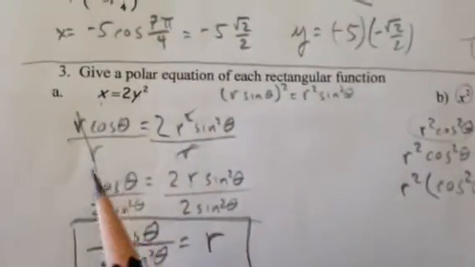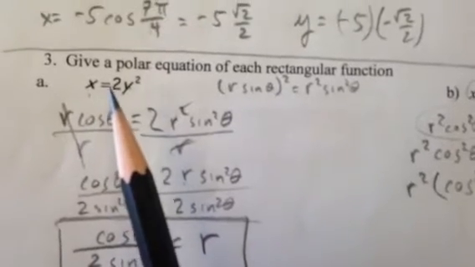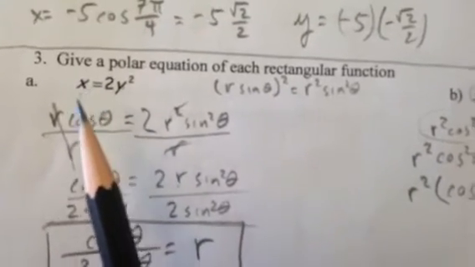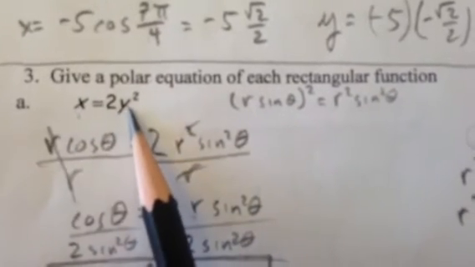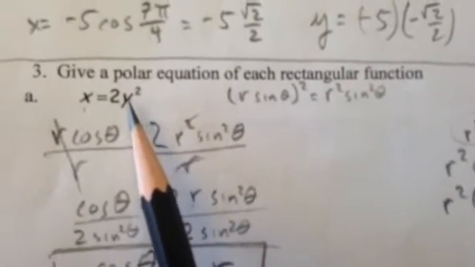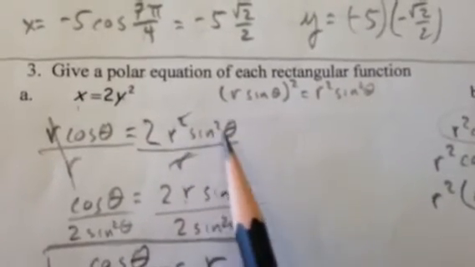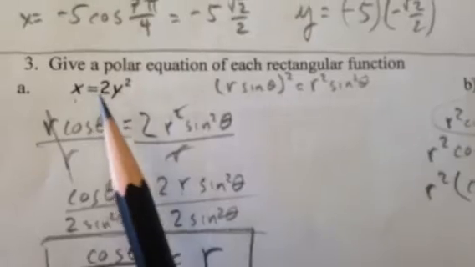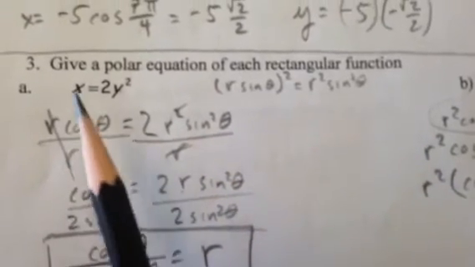Okay, moving on. Changing rectangular equations to polar expressions is simply a matter of using direct substitution. X equals r cosine theta and y is r sine theta. This equation has y squared, so I have to square r and sine theta, so r squared sine squared. The 2 is still there, 2 times r squared sine squared, and that's r cosine theta on the left side.